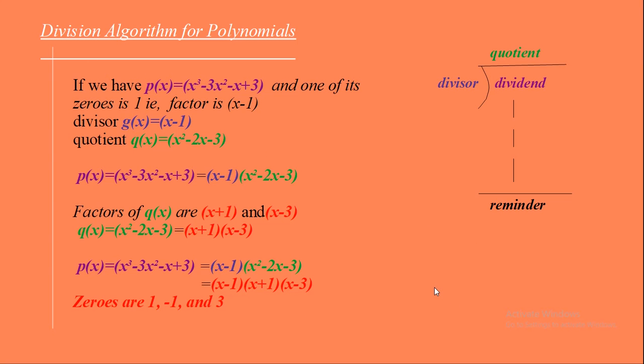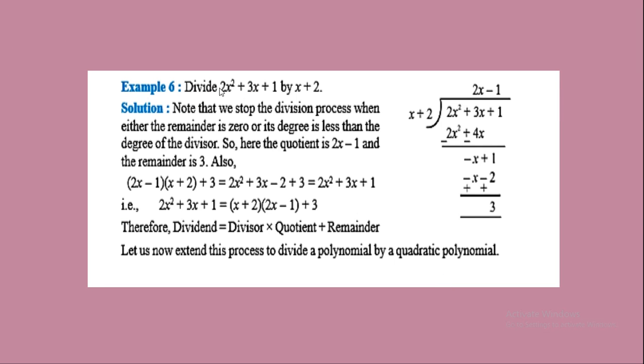So now we are going to do a division. Here we are going to divide a quadratic polynomial 2x square plus 3x plus 1 by a factor, maybe it's a factor or some other polynomial, x plus 2. Both are polynomials. We can take the dividend as 2x square plus 3x plus 1, and the divisor here is x plus 2.